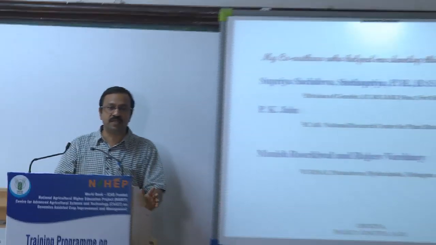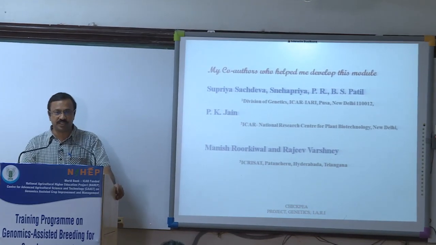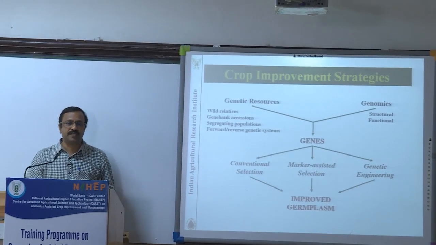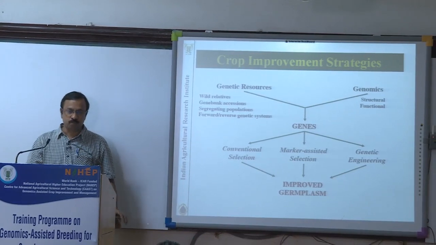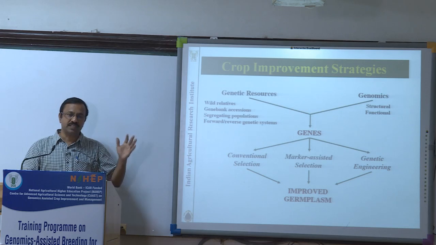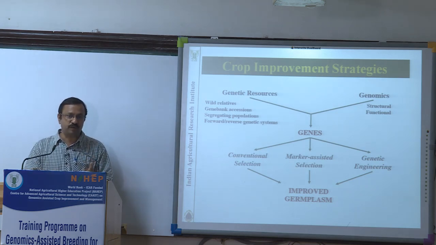I'm thankful to my co-authors who have helped me develop this module, Supriya, Sneha and Patil, or Jain from NRCPB, and Manish and Rajiv. Now when we are looking at improvement strategies, the whole idea is to develop a good germplasm which has the qualities that we would like to have. It can be that we are looking at genetic resources, or we are looking at genomics to create a variability. Variability for what? For the genes under consideration.